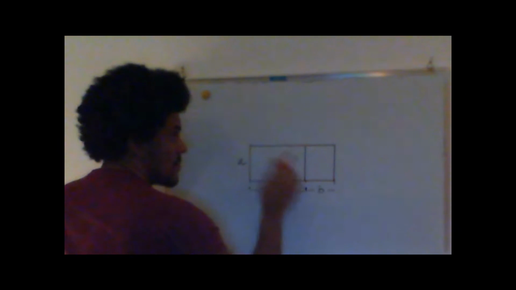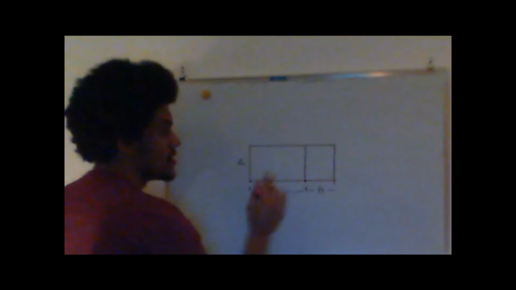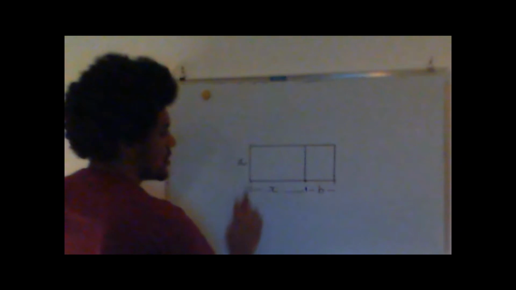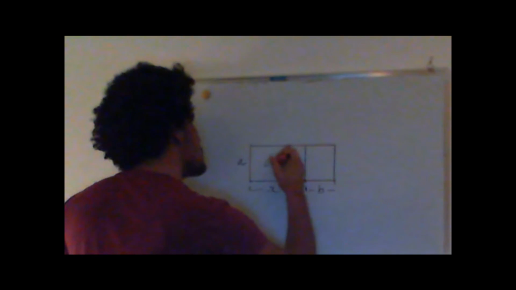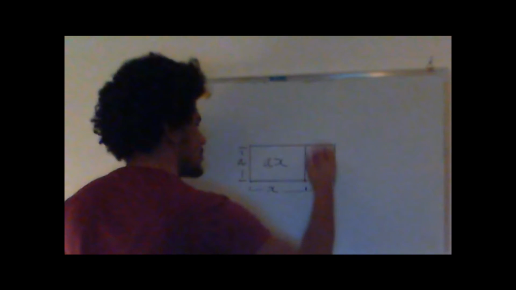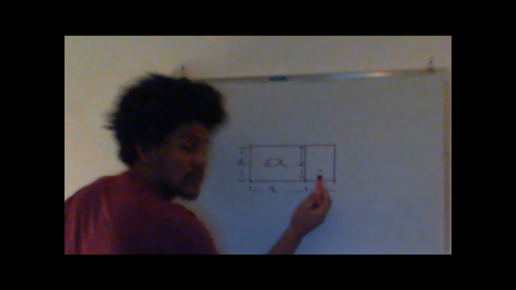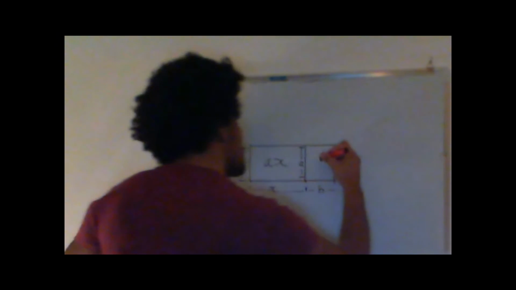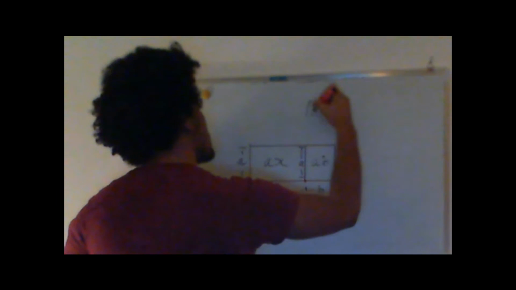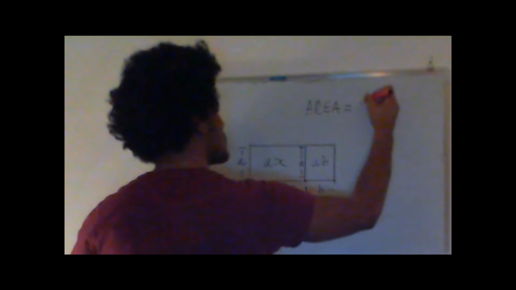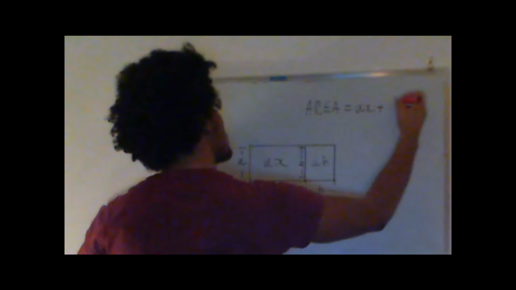So the area of the big rectangle is the area of this one added to the area of this one. The area of this rectangle is going to be its base times its height, so it's a times x. And the area of this one, because this length here is also a, is going to be a times b. So we have the area is equal to ax plus ab.